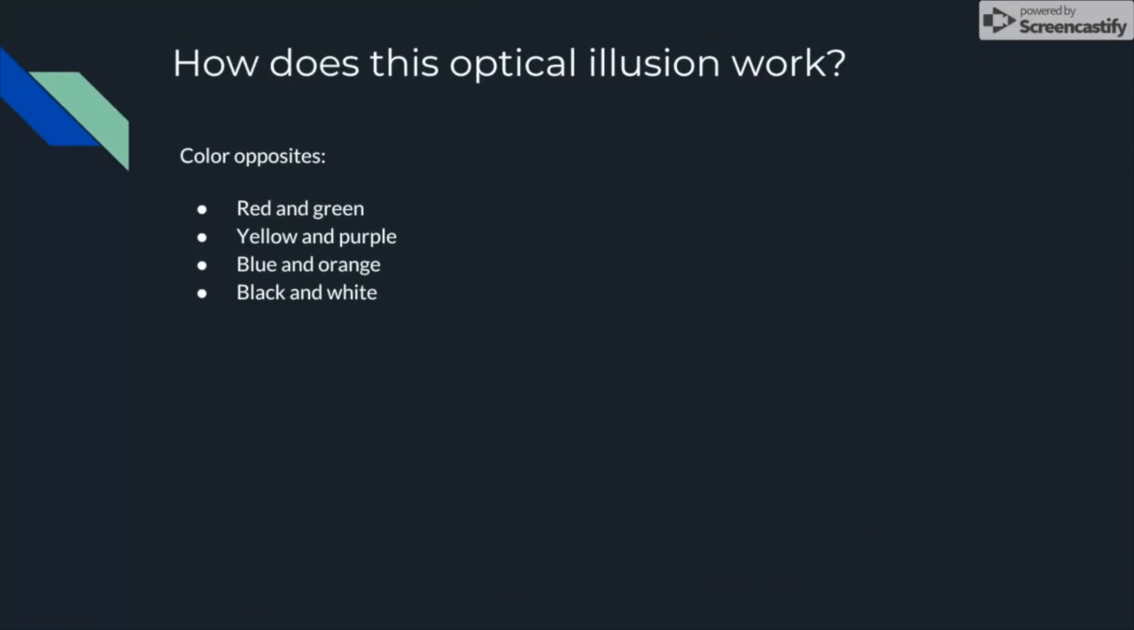So now we're going to talk about how this optical illusion works. We're going to talk about some color opposites. Color opposites are two colors that are the opposite of each other. Self-explanatory. So red and green are opposite colors. So are yellow and purple, blue and orange, black and white. The one combination that we didn't see today is yellow and purple.